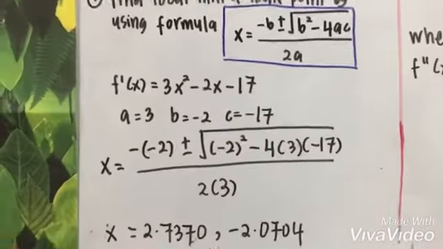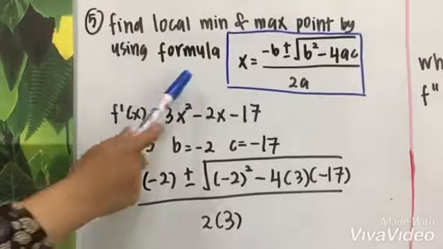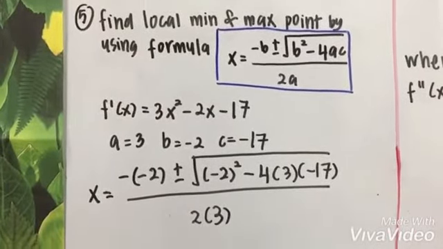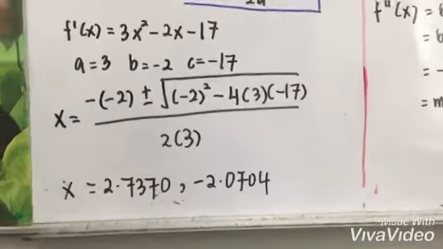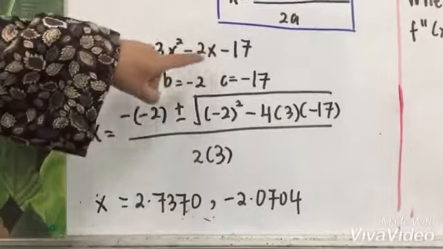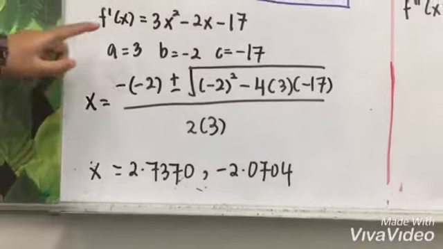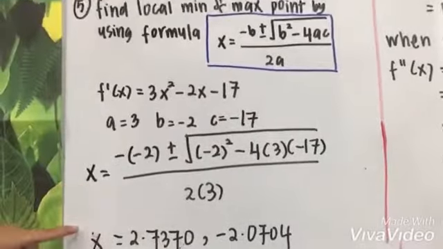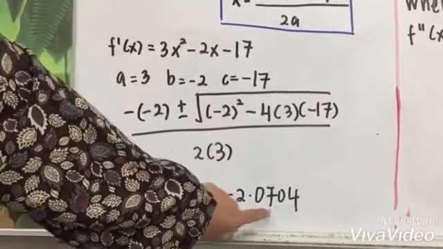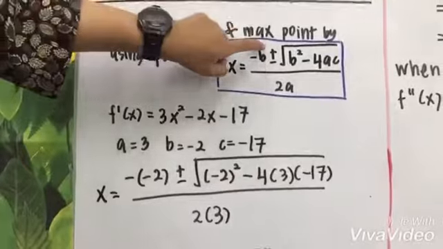Next, to find the local minimum and maximum points, we are going to use the formula x equals negative b plus minus square root of b squared minus 4ac over 2a. We use the first derivative, where a is 3, b is negative 2, and c is negative 17. Substitute a, b, and c into the formula. We are going to get x equals 2.7370 and x equals negative 2.0704, since the formula has stated positive and negative.